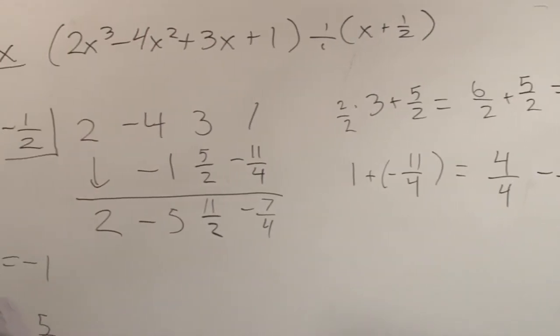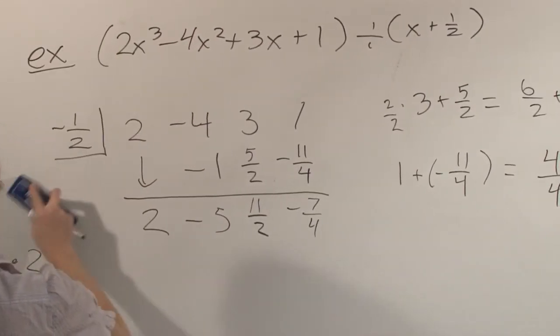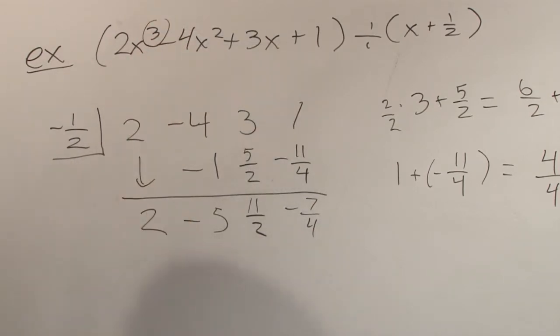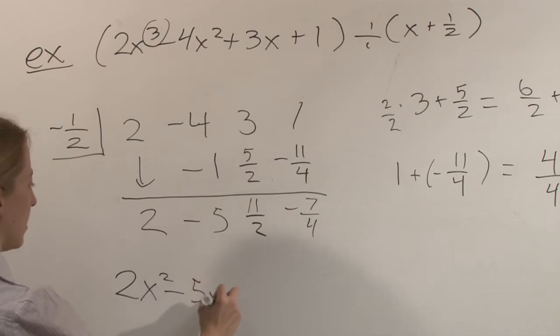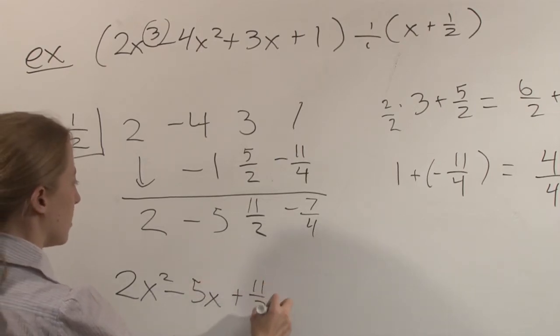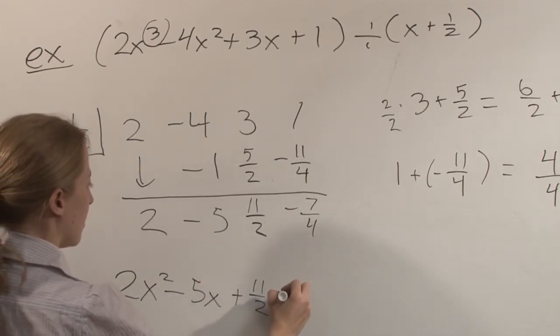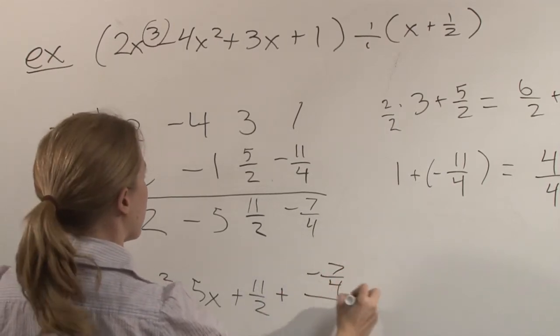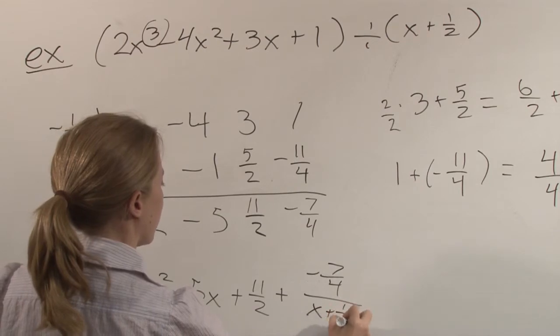So now when I add in the x's, my highest power of x has to be x squared because I started with an x cubed. So I'm going to have 2x squared minus 5x plus 11/2. And then I have negative 7/4 over x plus 1/2.